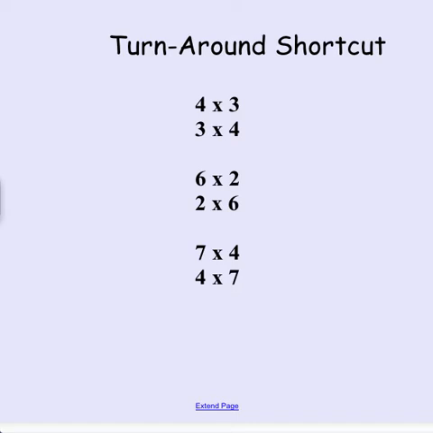In this shortcut, if you know one fact, for example, 4 times 3 equals 12, then you can do the turnaround shortcut. If 4 times 3 equals 12, when you flip it around, 3 times 4 is also going to equal 12. If we look at a couple more examples, if 6 times 2 is equal to 12, and I flip around these numbers, now 2 times 6 is also equal to 12.